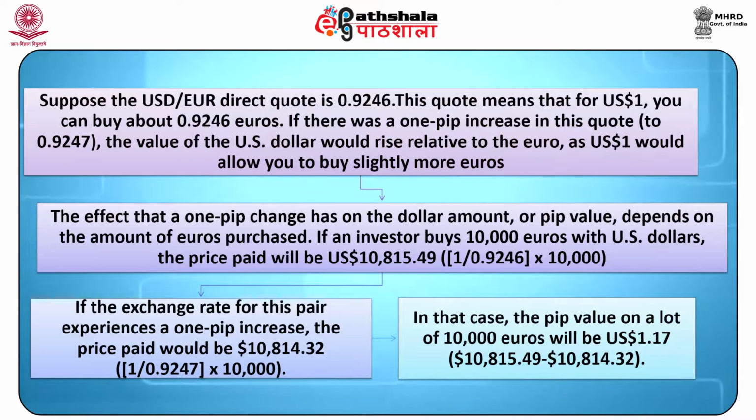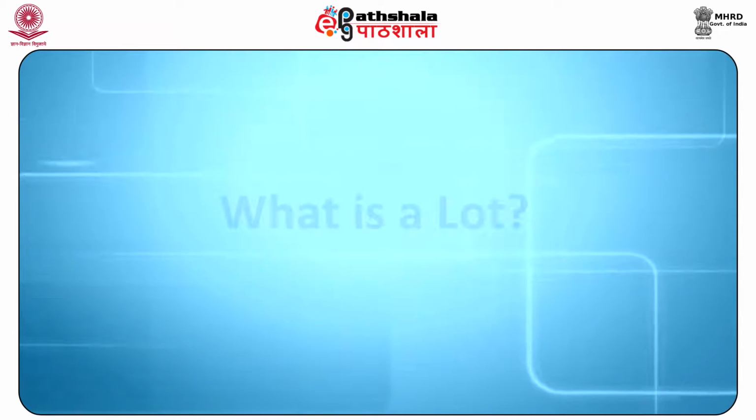If the exchange rate for this pair experiences a 1 pip increase, the price paid would be $10,814.32, that is 1 over 0.9247 into 10,000. In that case, the pip value on a lot of 10,000 euros will be US $1.17, that is $10,815.49 minus $10,814.32. When the same investor purchases 100,000 euros at the same initial price, the pip value would be 11.7 US dollars. As this example demonstrates, the pip value increases depending upon the amount of the underlying currency purchased, in this case euros. What is a lot?